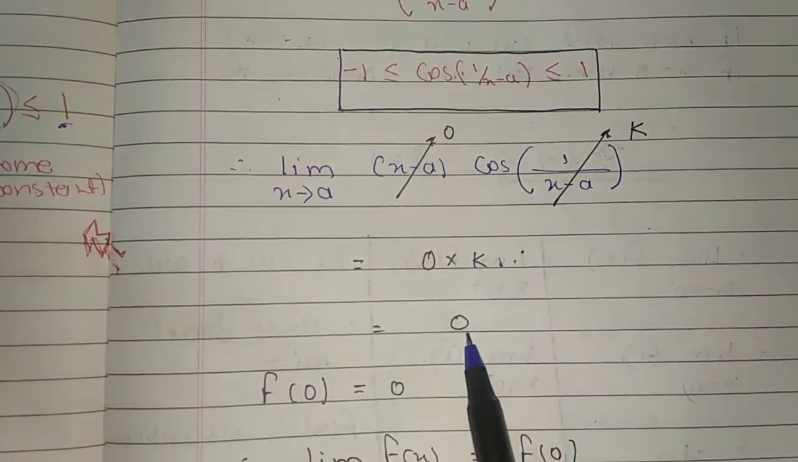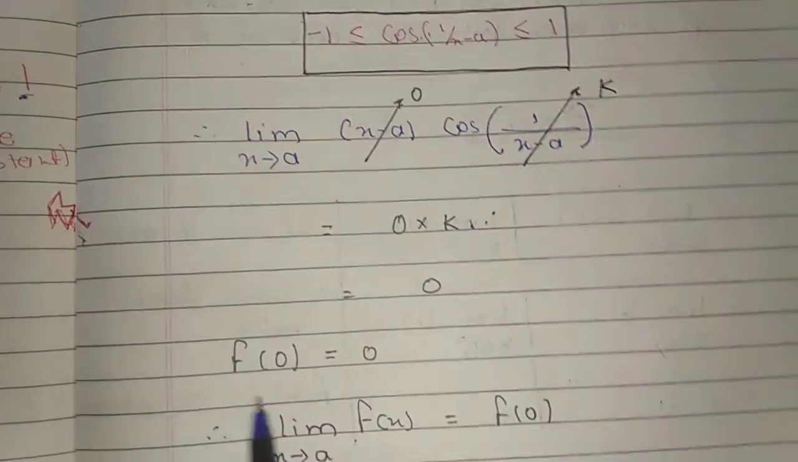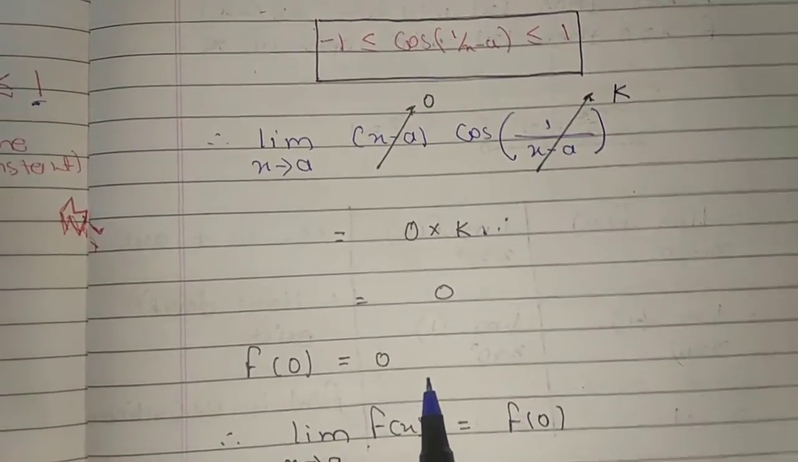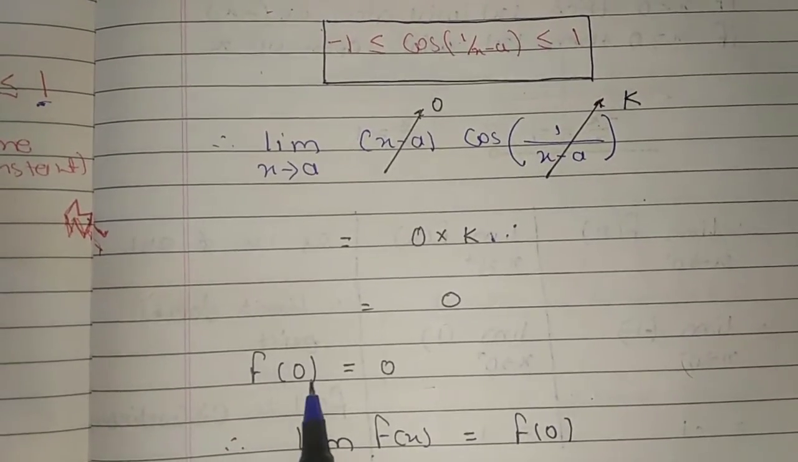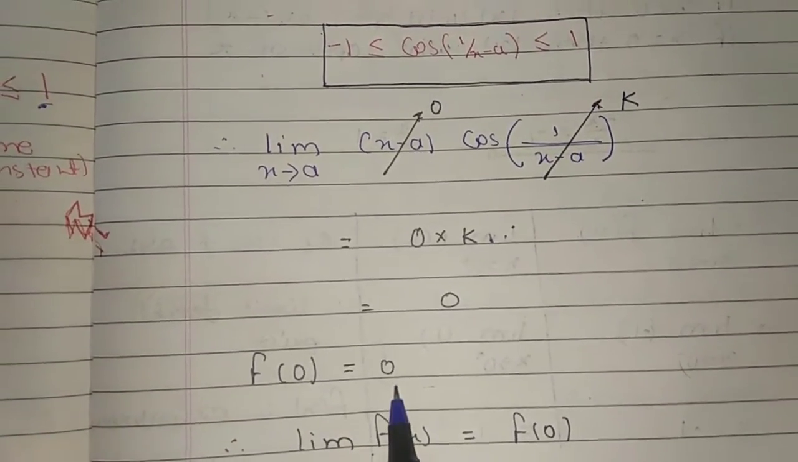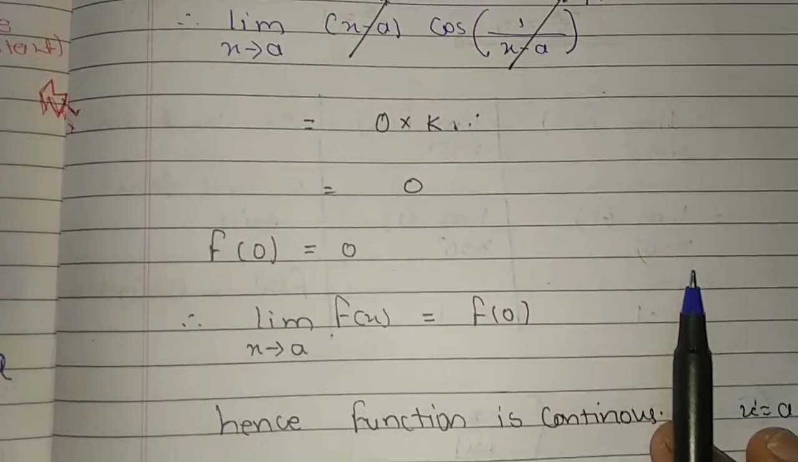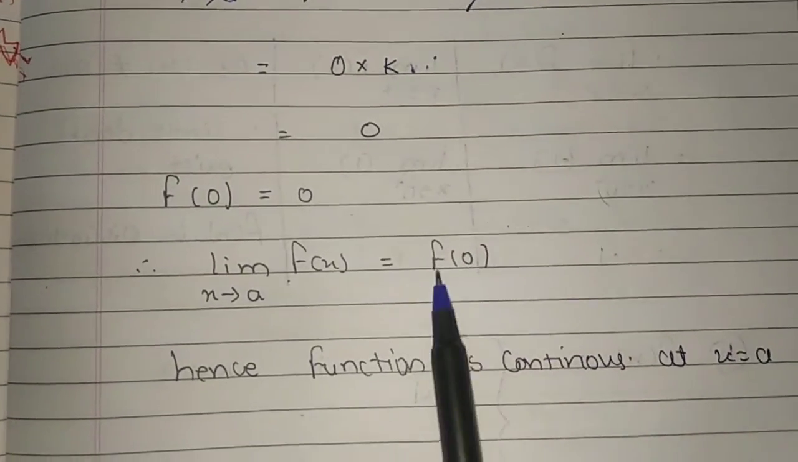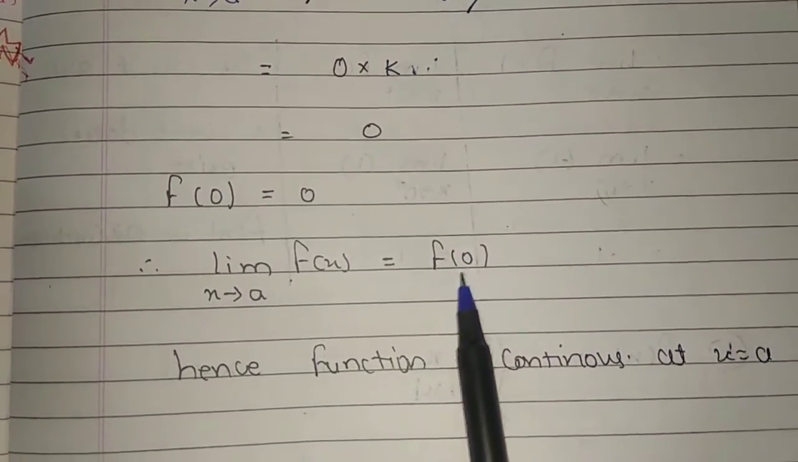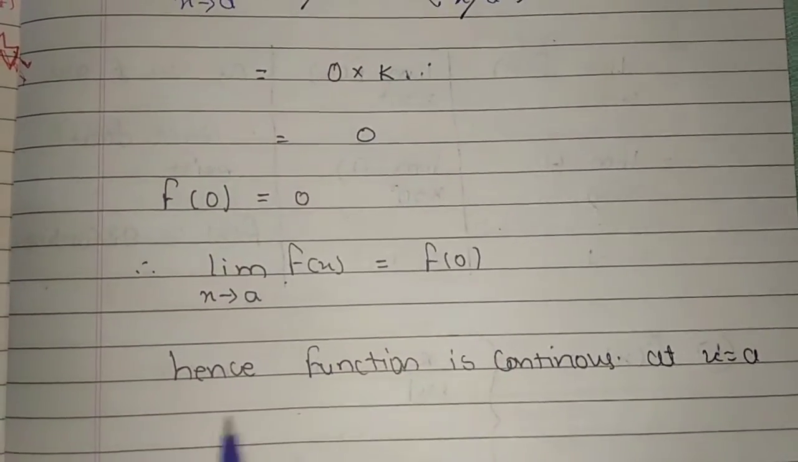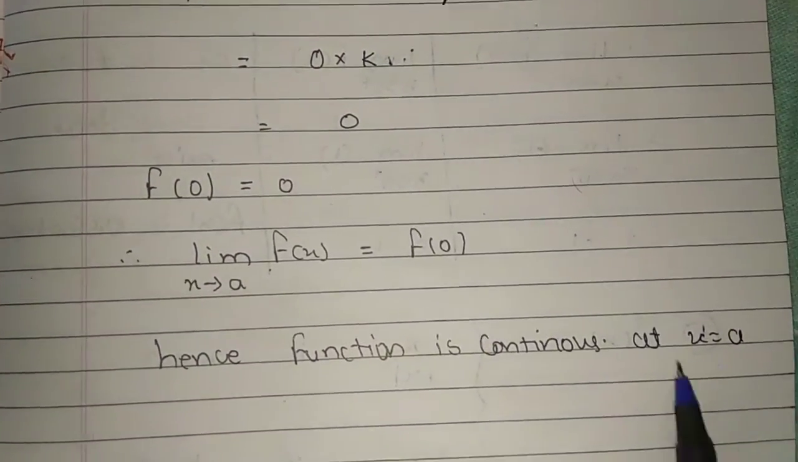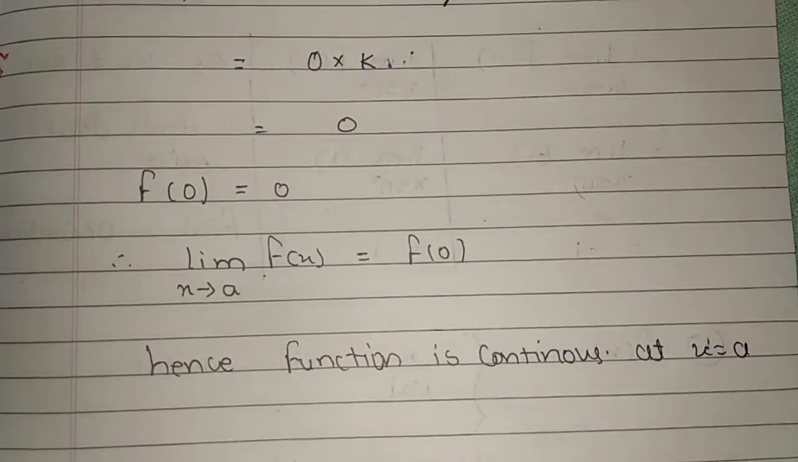So 0 into k will give us 0, and it is already given in the question that the value of the function at that point is 0. Hence the limiting value and the function's value at that particular point are the same. Hence the function is continuous at x equal to a.